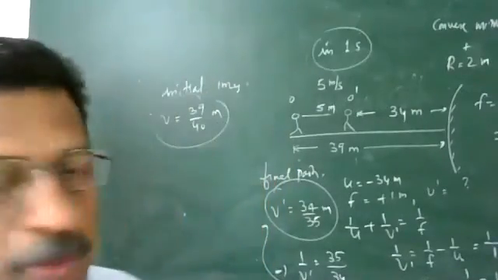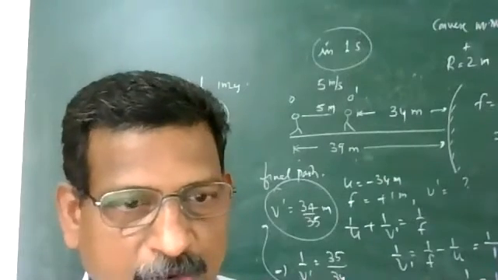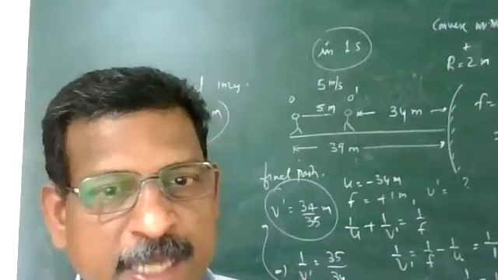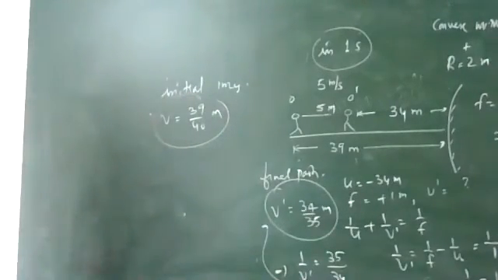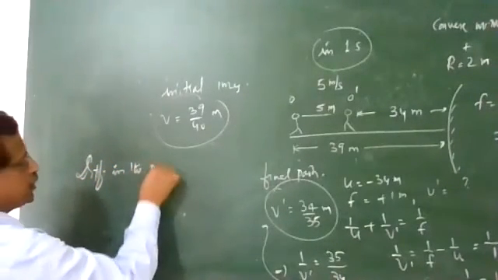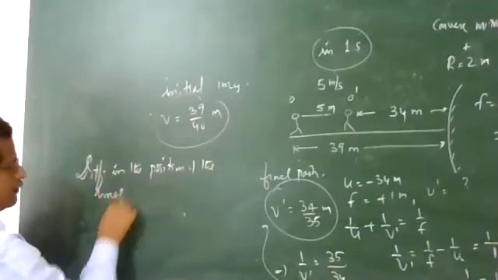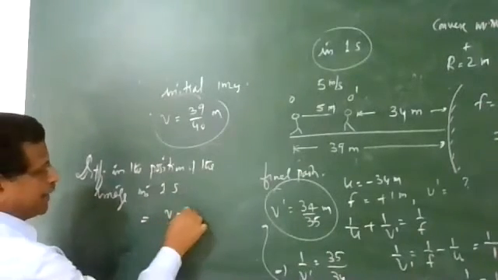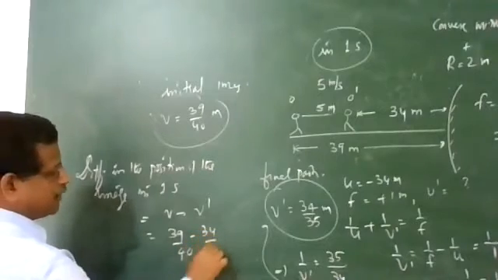Okay. So what will be the change in the position of the image in 1 second? You have to find the change in the position of the image: initial position minus final position. This is happening in 1 second. So the next point is the difference in the position of the image in 1 second. Initial position b minus b dash, that is 39 by 40 minus 34 divided by 35.